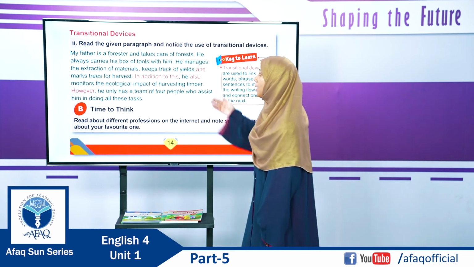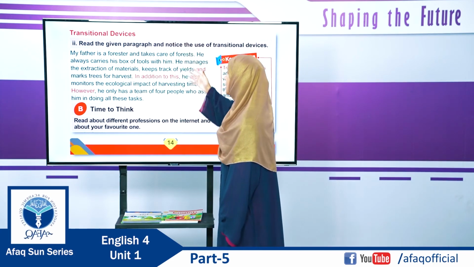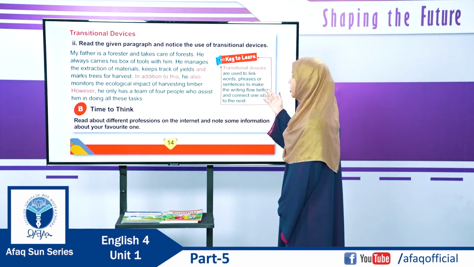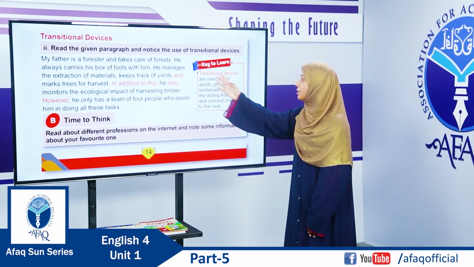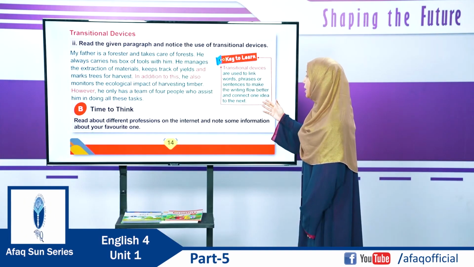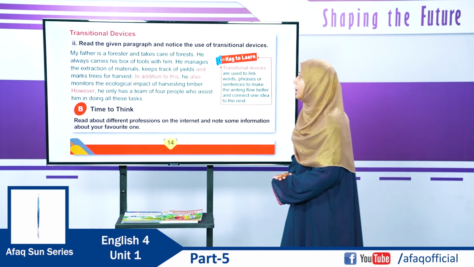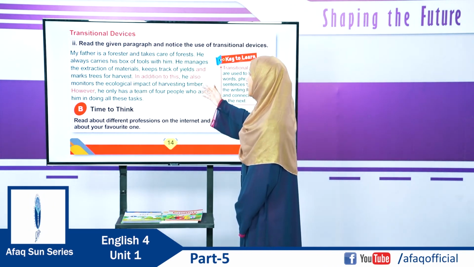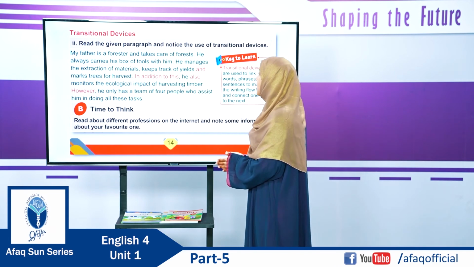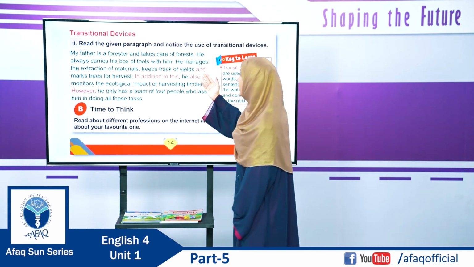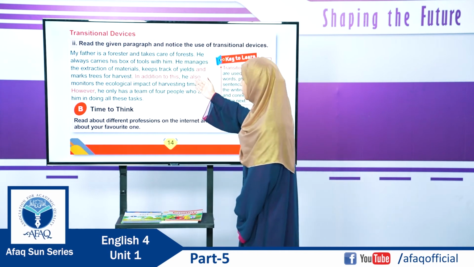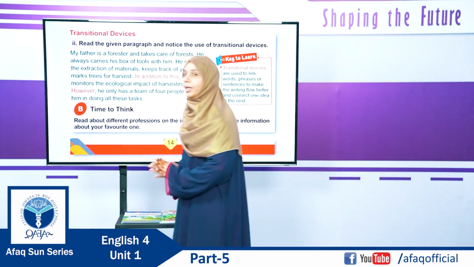On this page, you can see a heading, Transitional Devices, and there is an activity here as well. As usual, we have provided you the definition in Key to Learn section. Let's read the definition first. Transitional devices are used to link words, phrases or sentences to make the writing flow better and connect one idea to the next. In activity 2, a paragraph has been provided to you. In this paragraph, some transitional devices have been used. These transitional devices are given in the red color. You can see that this word and, this phrase, in addition to this word also, and the word however are given in red.